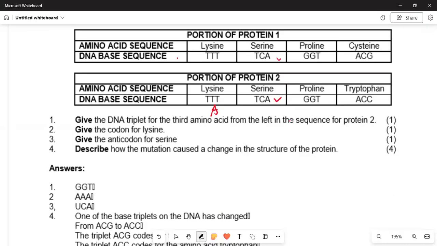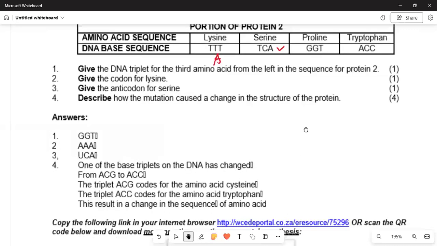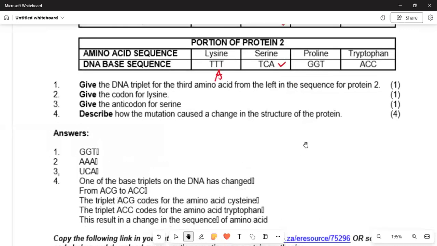And number 4, it says describe how the mutation caused a change in the structure of the protein. All right. Moving on, number 1, one base triplet on the strand has changed from ACG, which is adenine, cytosine, and guanine, to ACC, adenine, cytosine, cytosine. The triplet ACG codes for the amino acid cysteine. The triplet ACC codes for the amino acid tryptophan, and this results in a change in the sequence of the amino acids.